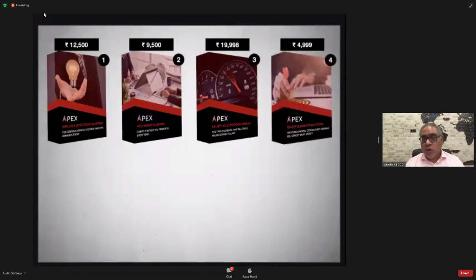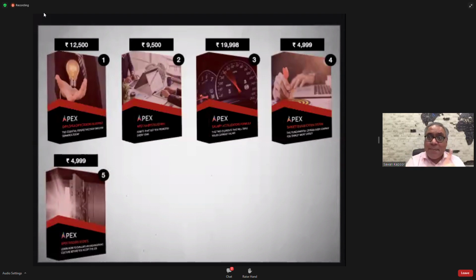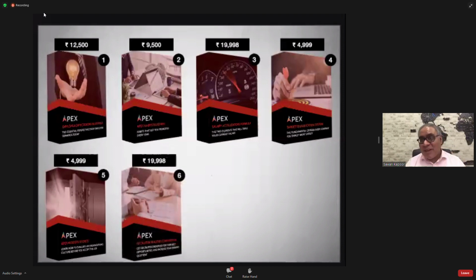And the fourth one is called the Target Qualification System. You're going to meet two types of companies: companies where you deliver value and they give value back to you, and companies where you give value and they find an excuse. Learn which companies to target. The fifth one is called the Apex Insider's Secrets. This is where I take you into the heart of hard and soft data research specific to your job and your industry. And the sixth one is called Recruiters Realities Confidential.